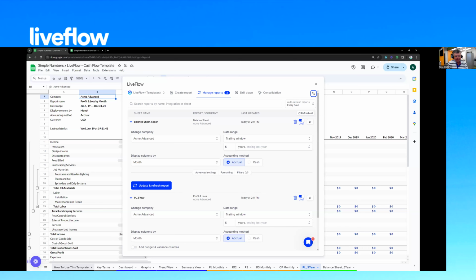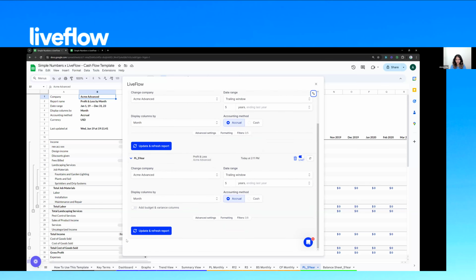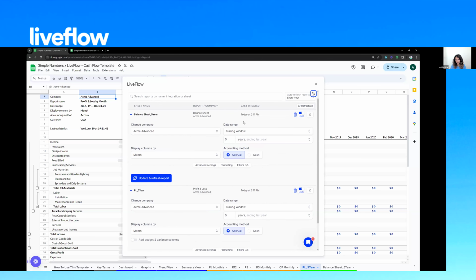Yeah. And so in this case, I've just switched the company and hit update and refresh report. And I recommend that you don't make any other changes other than, at most, the trading window. So we are going with a window of 5 years ending last year. You could switch this to be trailing 60 months ending last month. If you prefer having the latest data as of last month, then maybe that's a better trailing 60-month range. But the default is trailing 5 years, so you can swap this around as you wish.